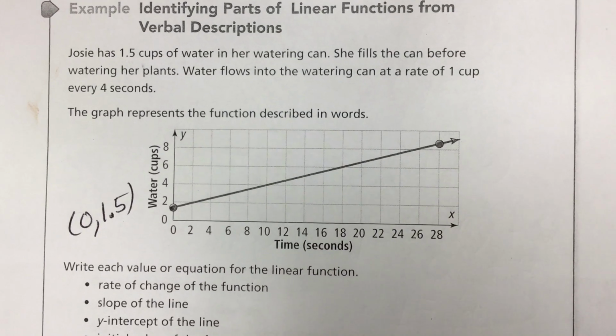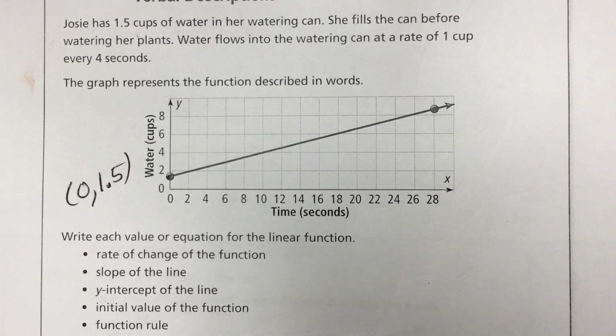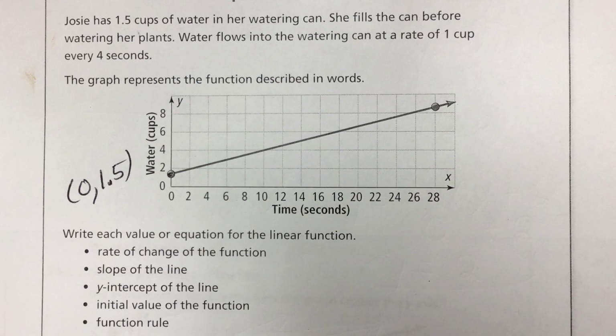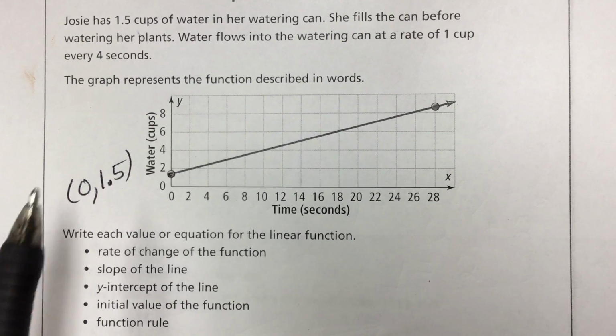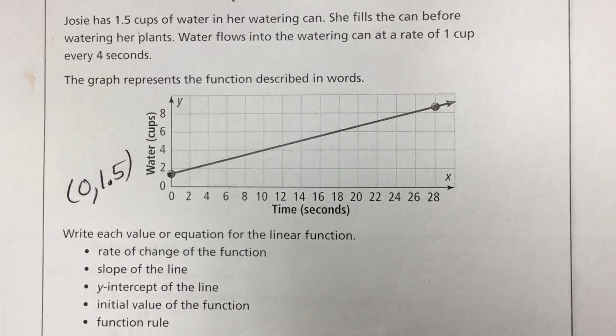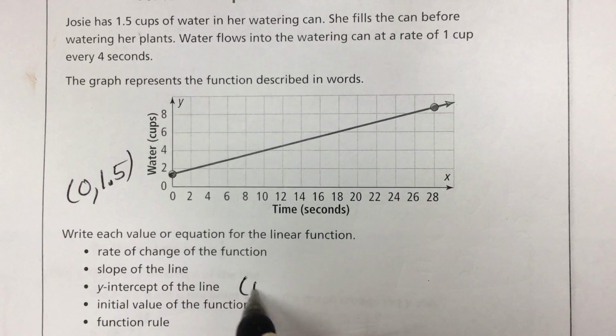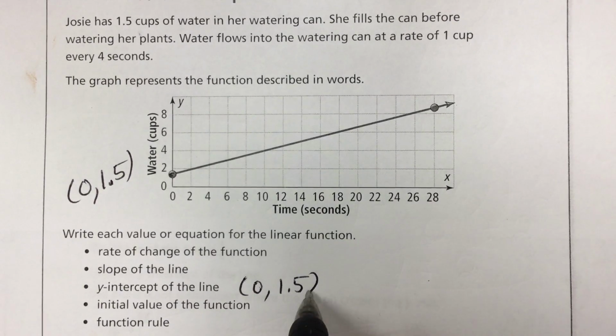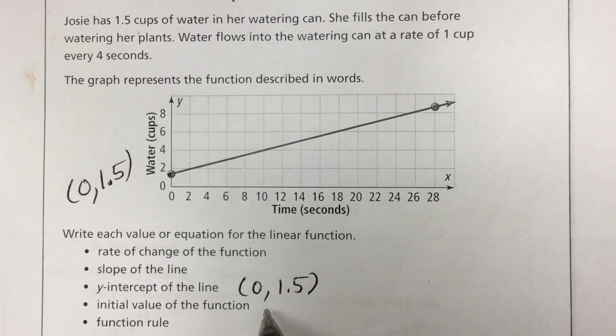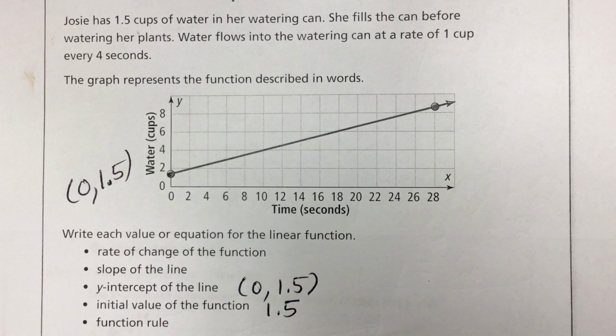Write each value or equation for the linear function. Find the rate of change of the function, the slope of the function, the y-intercept of the line we've already talked about, the initial value of the function. Well, the y-intercept is (0, 1.5). The initial value would be 1.5. The function rule will be the equation.